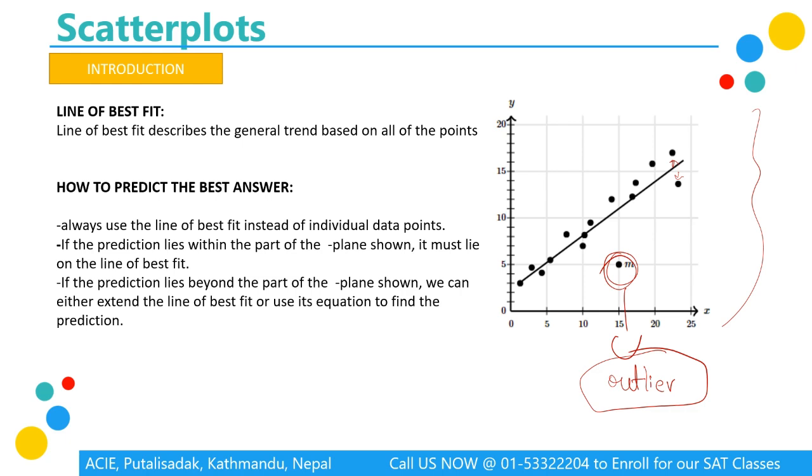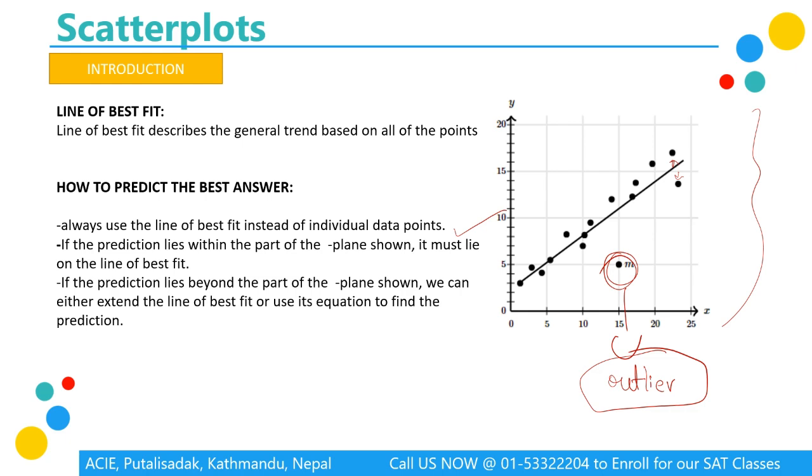Now, how to predict the best answer? Over here again, we're not going to do any calculation. We're trying to use our logical skills and whatever we've learned to find the correct answer. Now, always use the line of best fit instead of individual data points. The most important point, because points just like your outlier can be very far from the line of best fit, so we can get distracted from our original goal or from the right answer. That's why it's always important to only follow the line of best fit, and using the line of best fit we can even do smaller equations and find equations to solve answers.